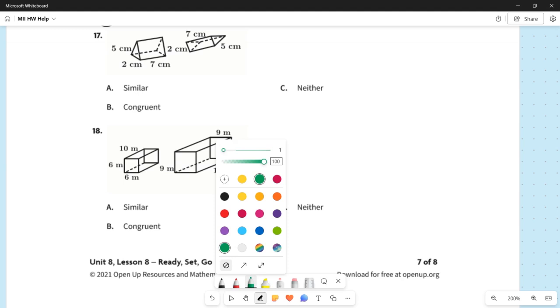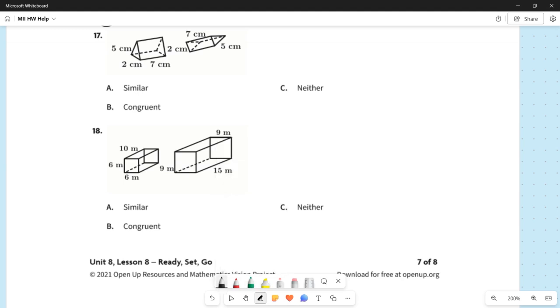Looking at 17. For 17, we have 2 triangular prisms. So they're prisms because they have 2 bases, although neither of these is resting on a base, but they do have 2 bases. And they're triangular prisms because the bases are themselves triangles.